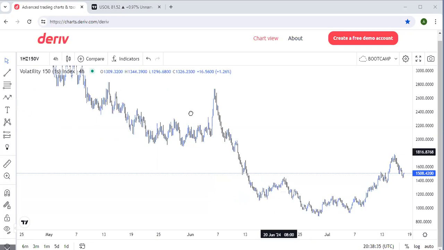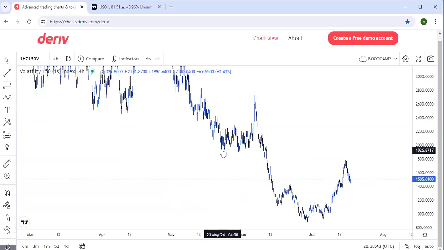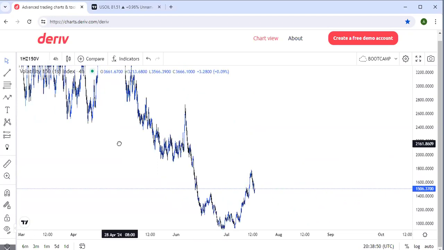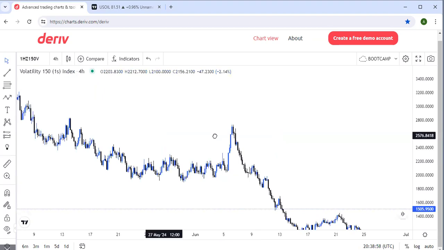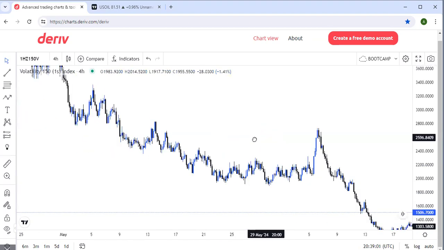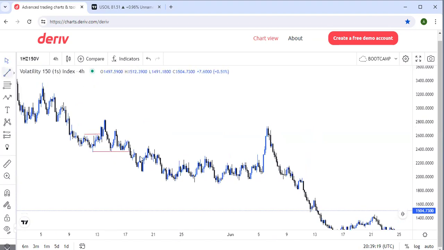This is the H4 on VIX 150s. Let's see what we have. We can see this clearly. This low was taken. This inducement was also taken.